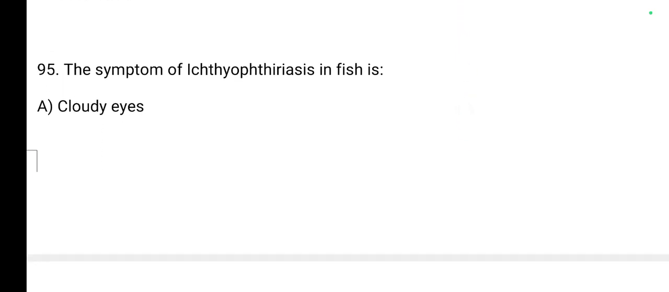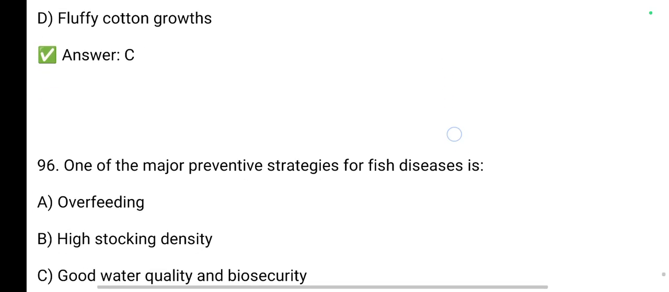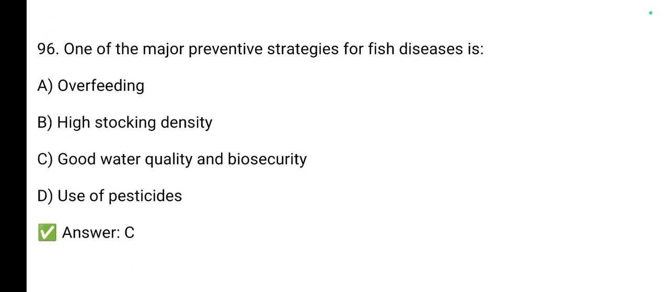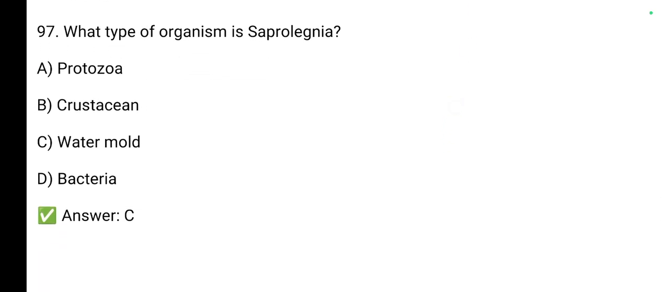The symptom of ichthyophthiriasis in fish is option C, white cyst on skin. One of the major preventive strategy for fish disease is option C, good water quality and biosecurity. What type of organism is Saprolegnia? So it is option C, it is a water mold.